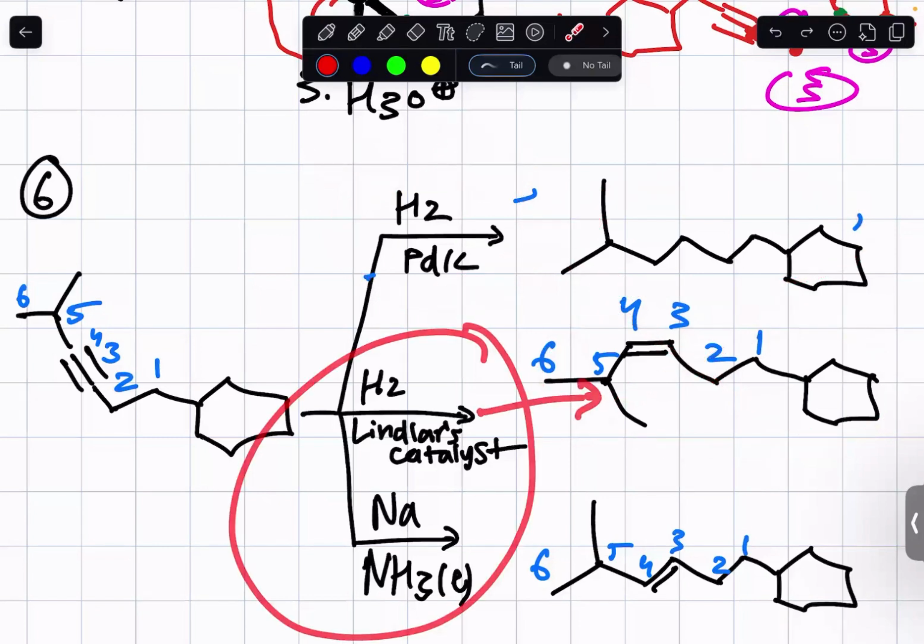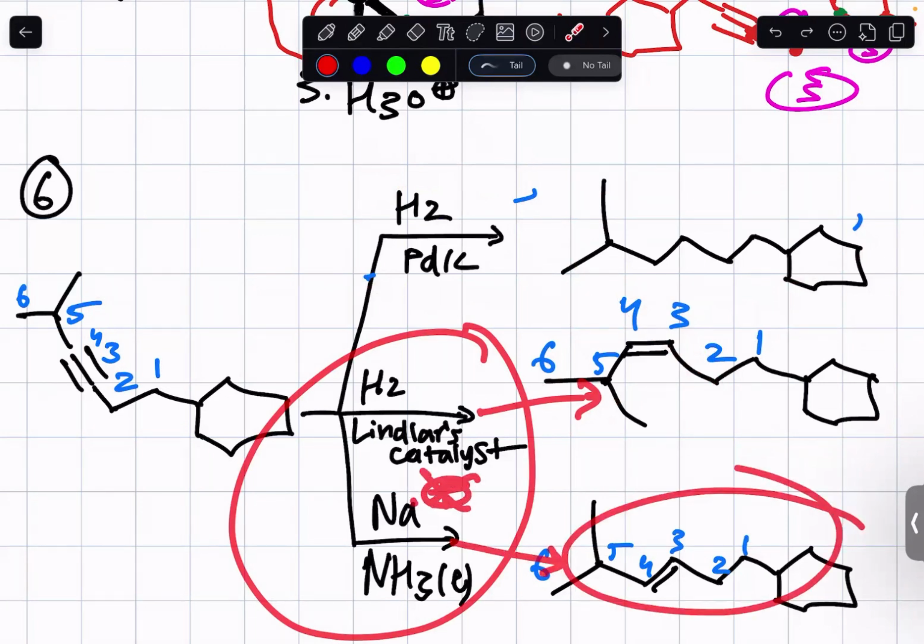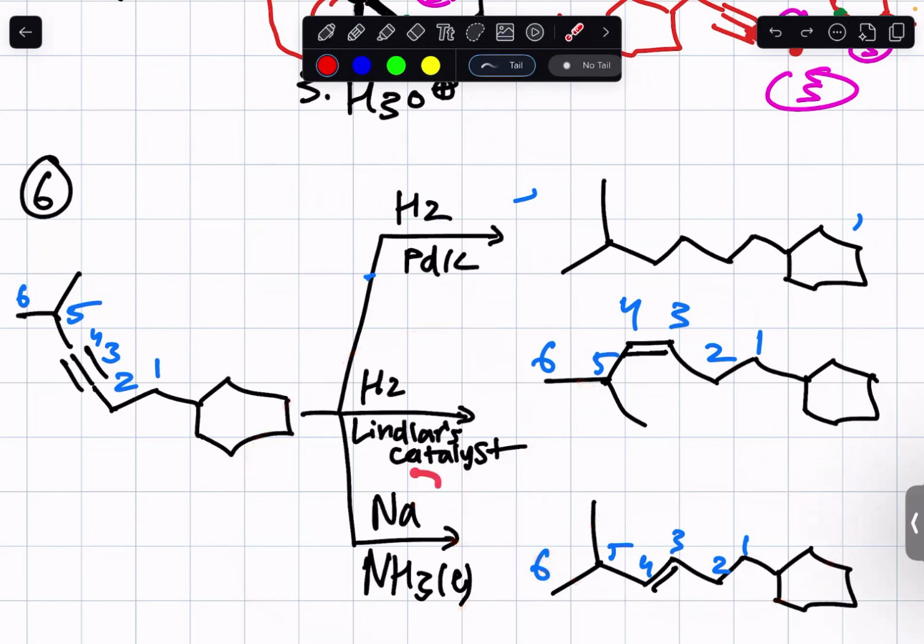Lindlar for cis alkene, sodium metal and NH3 for the trans alkene, right? This sodium here is not positively charged. All the sodiums you see in NaNH2, NaOH are positively charged, not this sodium here. This sodium has a radical in it, in the mechanism.